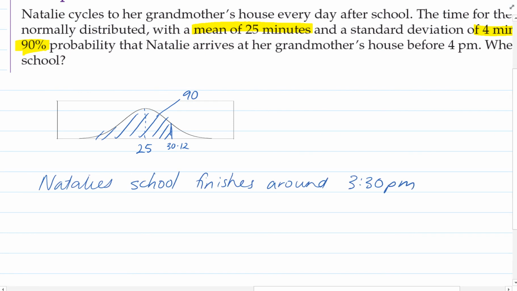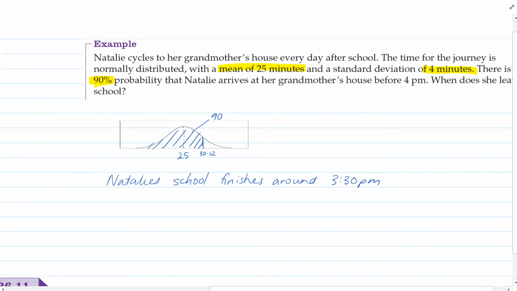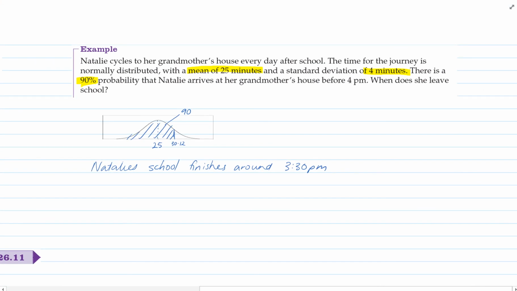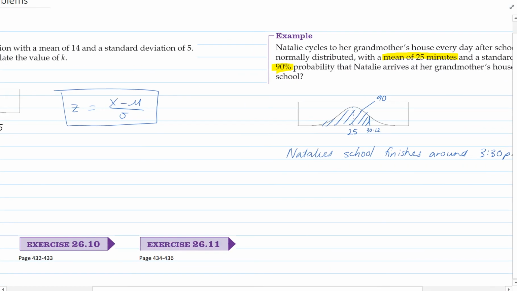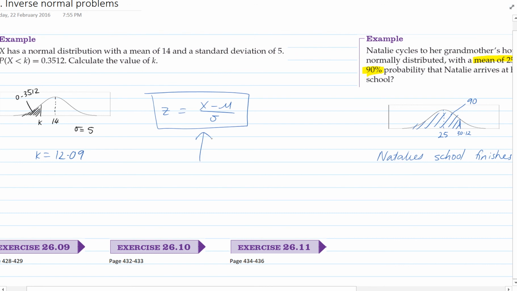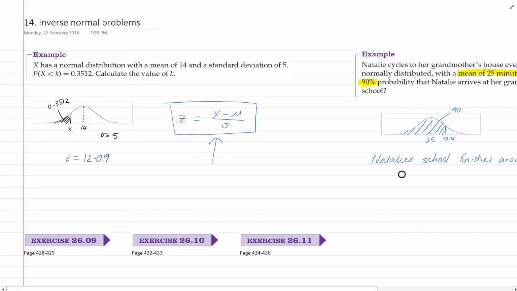And yeah, so that's how we do a contextual problem for inverse probability. With your calculator it makes it pretty straightforward, but just remember that you do have this formula for cases where your calculator can't do it, and I've got a few exercises there for you to work through.